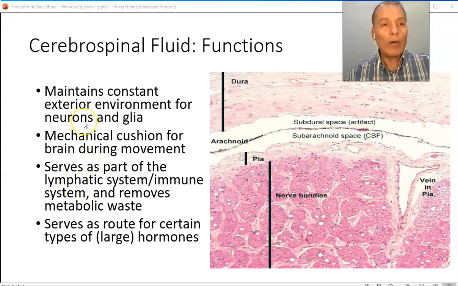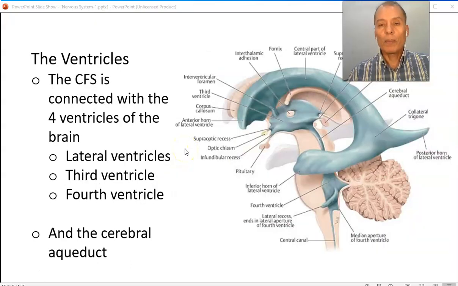So these are the main functions, one, two, three, four, of the cerebrospinal fluid. Know where that cerebrospinal fluid is and exactly what these functions are.